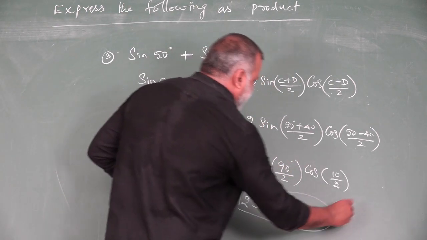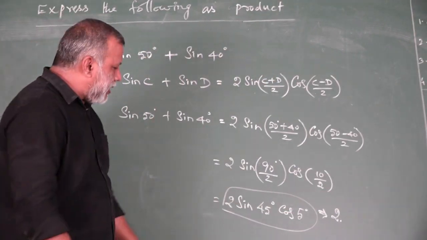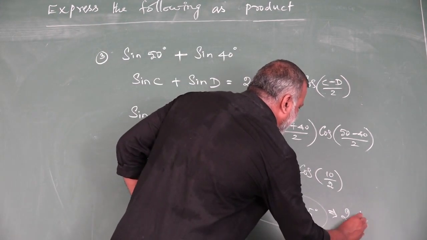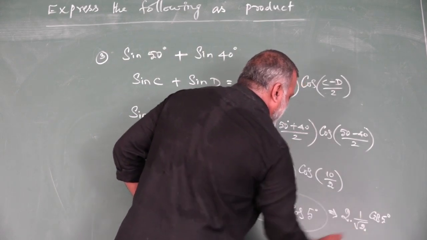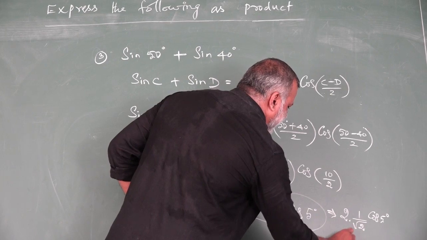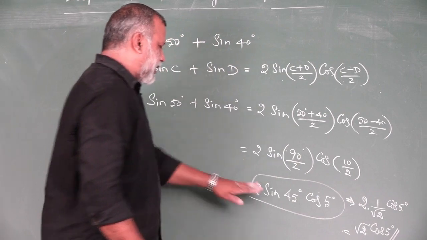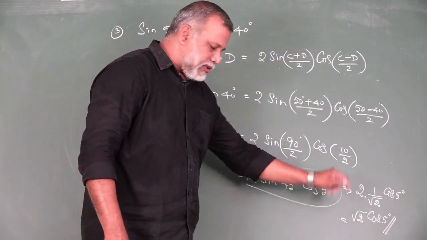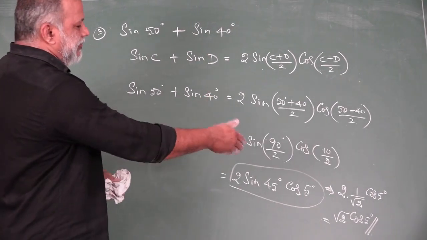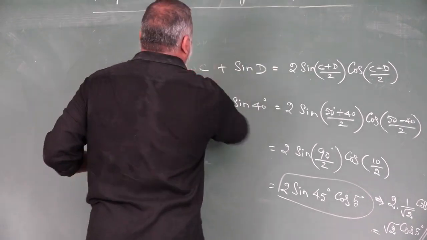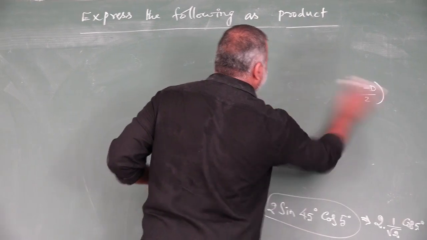Here we can simplify this further. Sin 45 is a known value from your trigonometric table: sin 45 is 1 by root 2. That is the standard data. Then with cos 5, the 2 and root 2 cancel, and we get root 2 cos 5 degree. You can leave it here itself or substitute the data and simplify. Here also the result is in the form of a product.